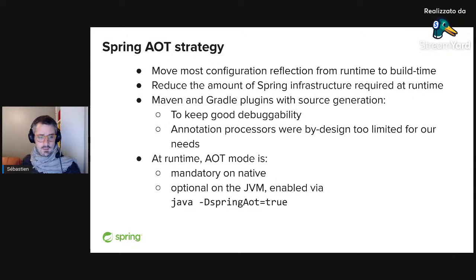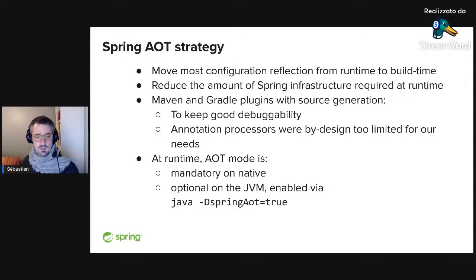And that allows us to go faster and be more efficient on native. The goal is also to reduce the amount of Spring infrastructure required at runtime. Maven and Gradle plugins are doing source generation to keep good debuggability. And we found that annotation processors were by design too limited for our needs because we do more than just annotation processing. We don't want to work on sources, etc.